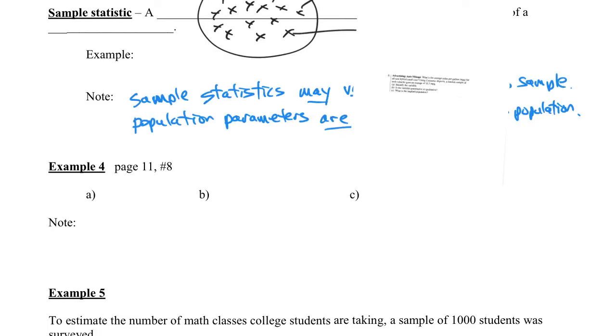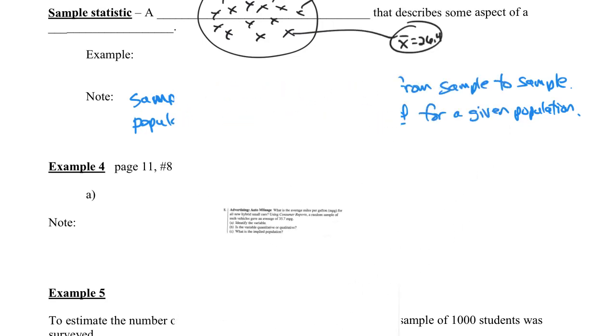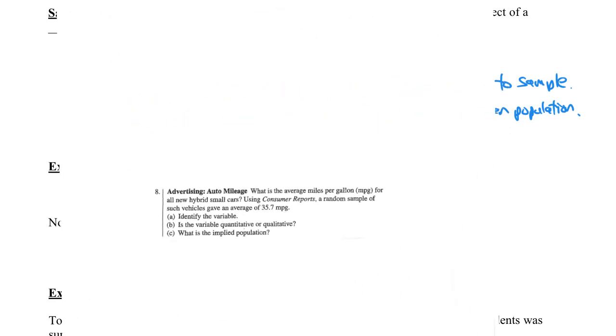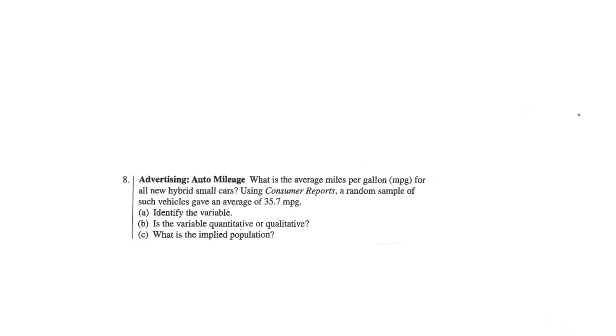So let's take a look at page 11, number 8. You've got this problem right over here, just in case you don't have your book yet. Here is the problem. It says, what is the average miles per gallon for all new hybrid small cars? And it mentions that using Consumer Reports, a random sample of such vehicles gave an average of 35.7 miles per gallon. So step 1 says identify the variable.